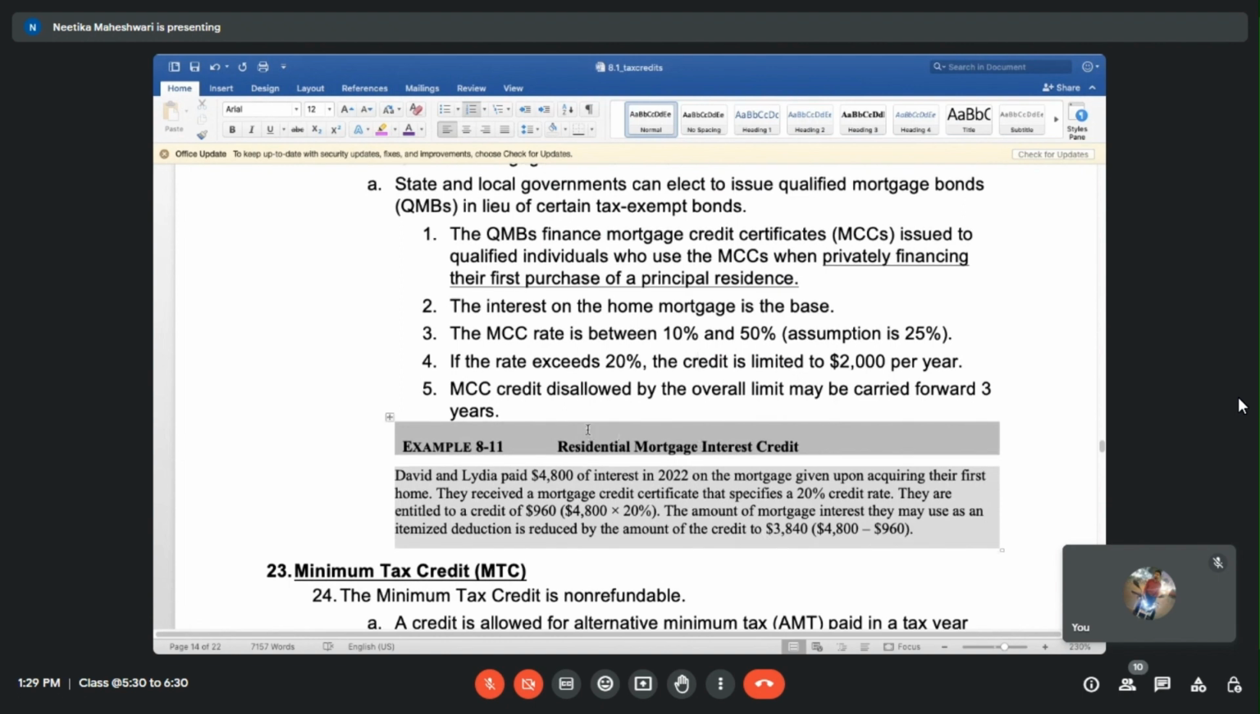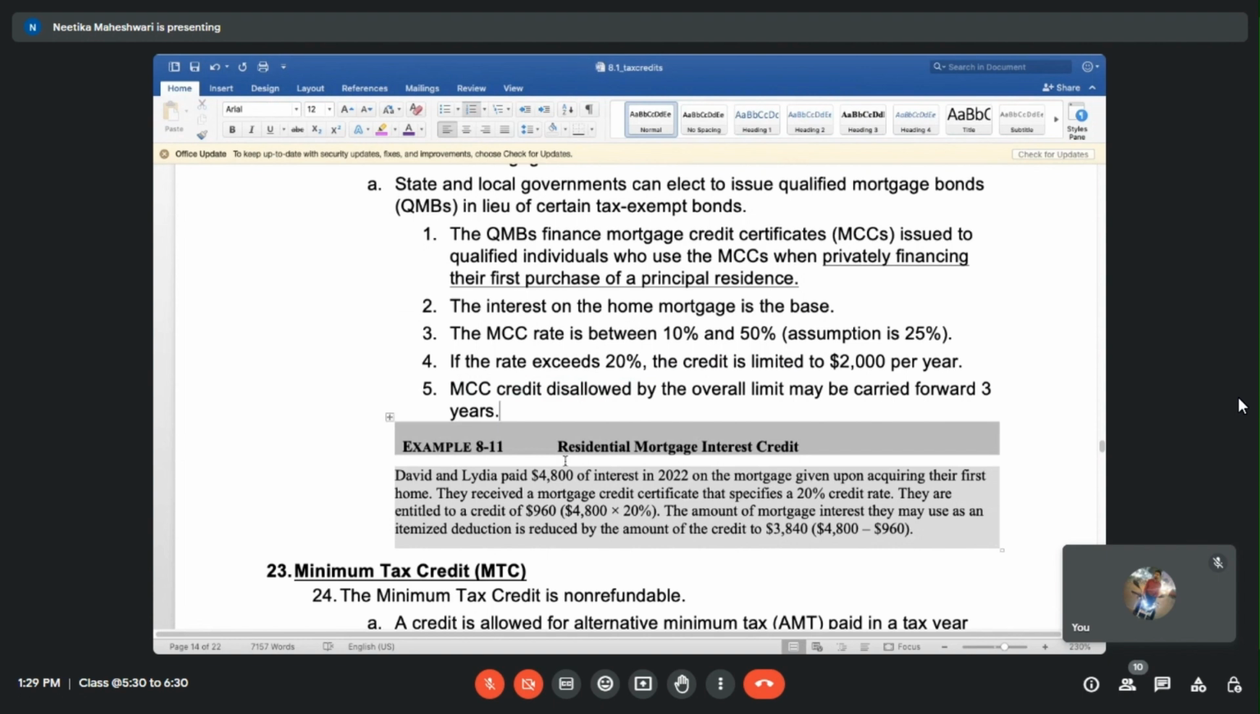Okay, any of the MCC credit which is disallowed can be carried forward. Again, the carry forward will come automatically in your tax software. If it's been unused, there is always a carry forward, a small worksheet or tab there. You go to that and see what is being carried forward to the following years.